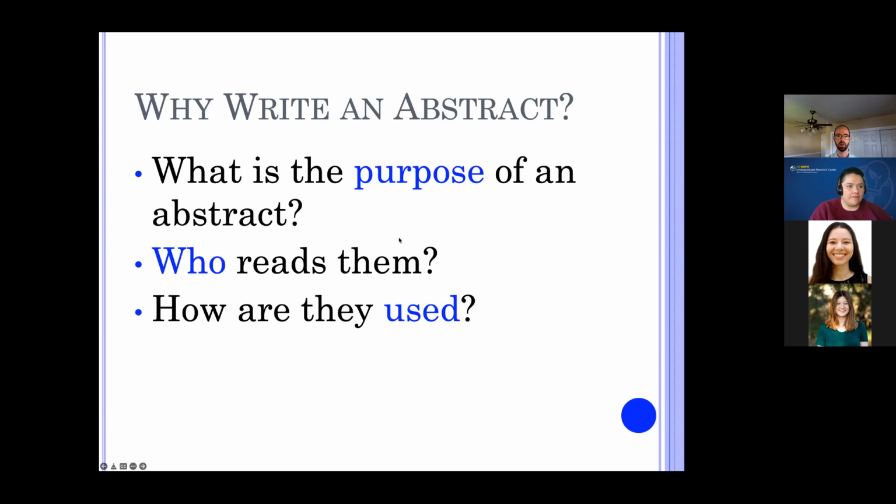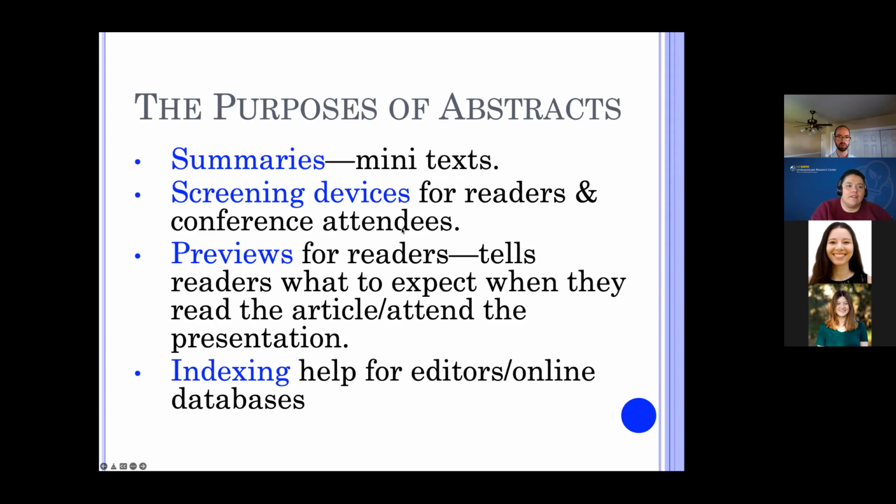So let's talk a little bit about how. Like we said, abstracts are summaries, little mini texts, although again, the whole point of an abstract is not to summarize the whole thing, it's to really focus in on that original contribution. That's what we want to see. We want to make sure that our original contribution is portrayed to the audience so that they get a good sense of that. And like we said, it's a screening device for readers and conference attendees.